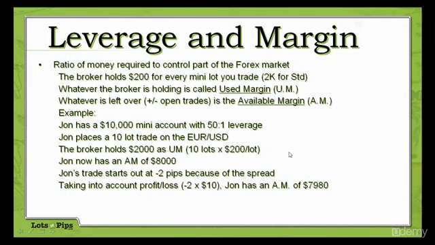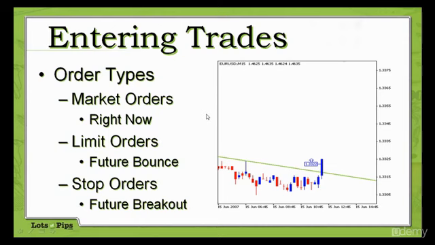That's his available margin. When the trade is closed, the used margin is returned to his account. So this $2,000 goes back into his account, and if he made 50 bucks, he'd have $7,980 plus the 50 bucks plus the $2,000 that they held, which is the used margin. So he made 50 bucks in the account. Anyway, that's kind of how leverage and margin work.